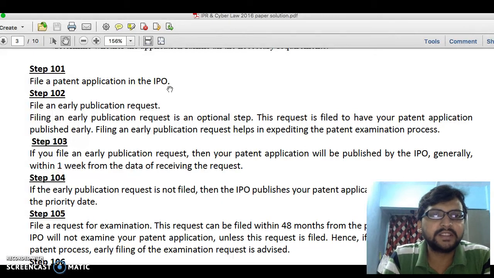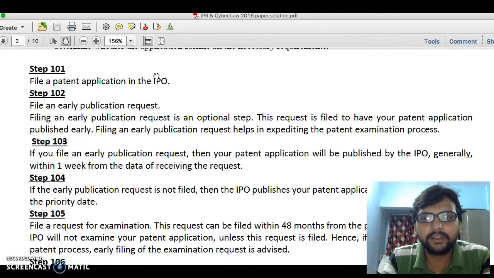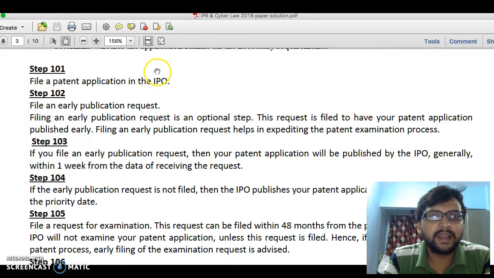So how do we follow the steps? First, we need to go and file an application. If I belong to Mumbai, or to a region like Maharashtra or somewhere in Goa, then I need to file an application in which IPO? The Mumbai IPO. So first we need to go and file an application.